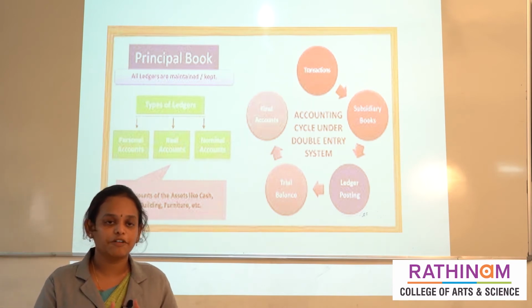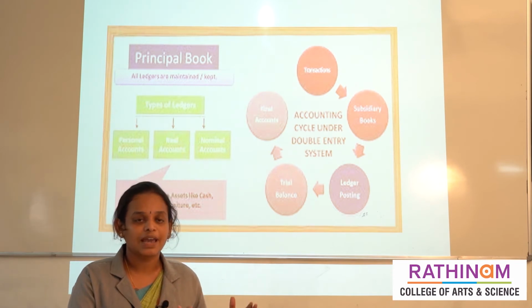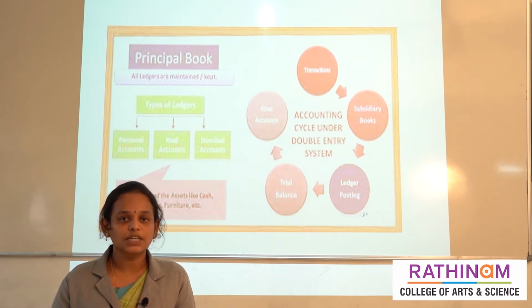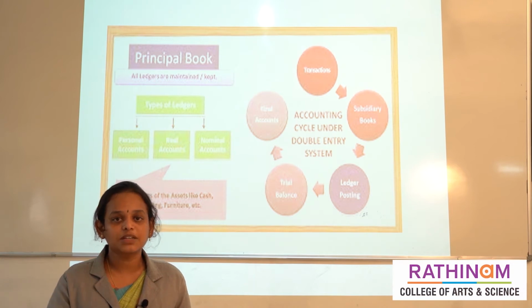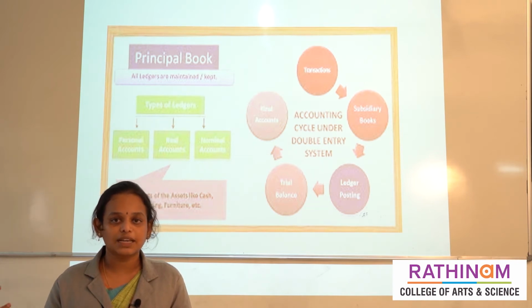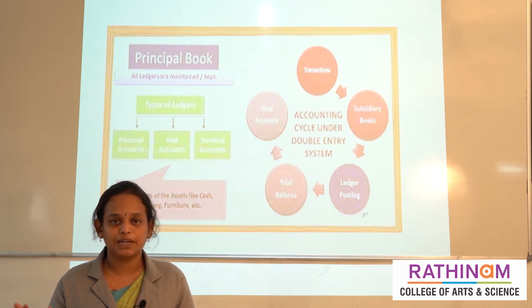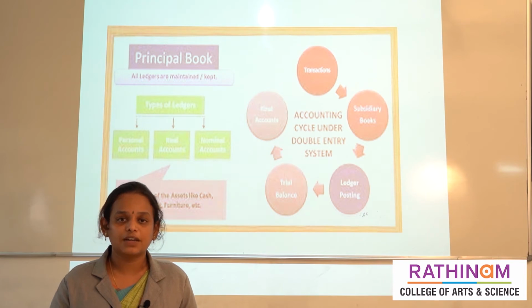The first step is initiated from a transaction. First the transaction gets recorded, and then it moves on to the subsidiary books. That is, from the transaction you prepare the subsidiary books. From the subsidiary books, it will be posted onto the ledger. So the third step is the ledger posting. From that ledger posting you will prepare the trial balance. And from the trial balance, the final step is the final accounts.